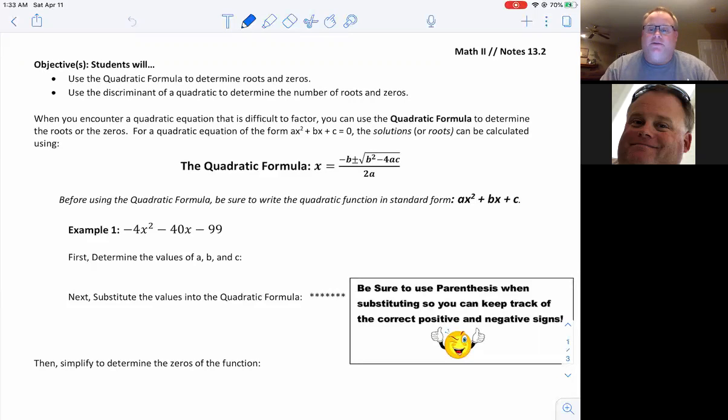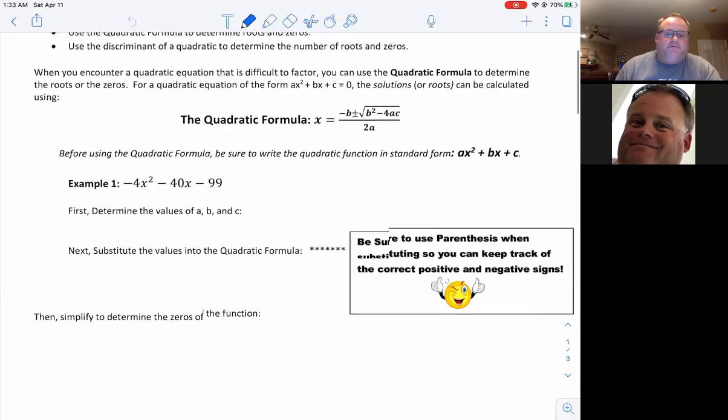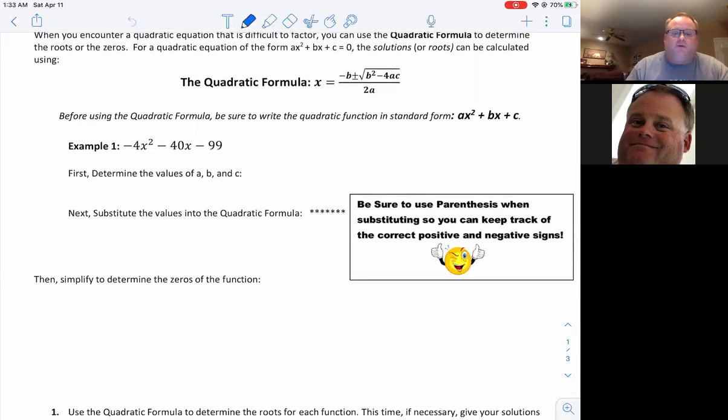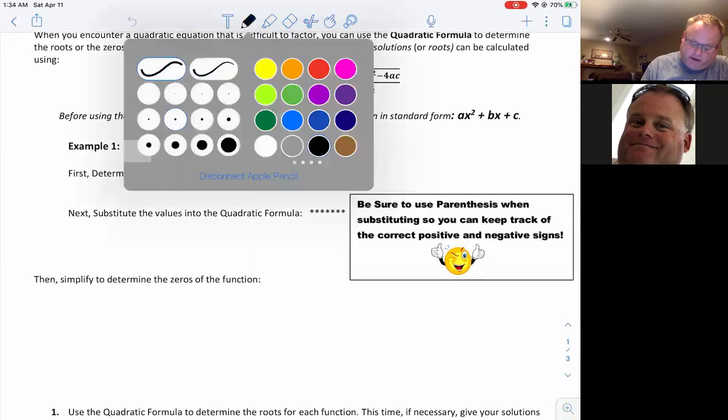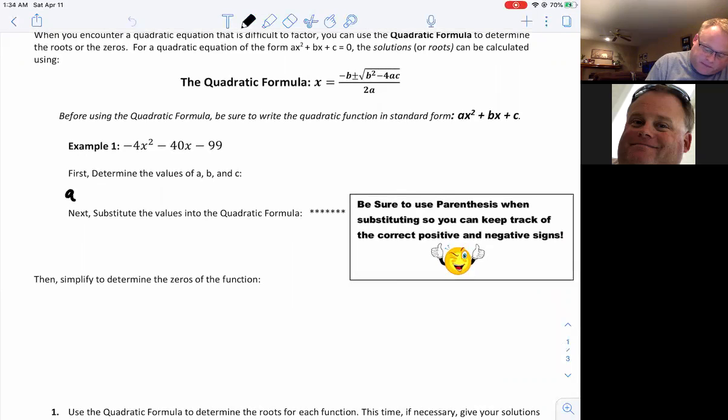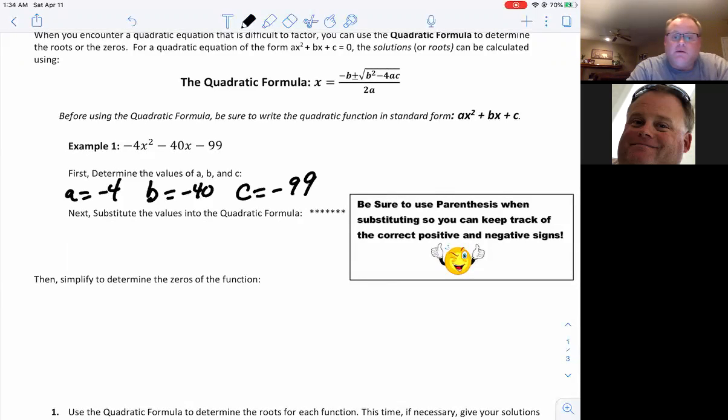So let's do it. Before using the quadratic formula, be sure to write the quadratic function in standard form, and that is ax squared plus bx plus c, the standard form of a quadratic trinomial. Example 1: negative 4x squared minus 40x minus 99. First determine the a, the b, and the c term. My a term is negative 4. My b term is negative 40. My c term is negative 99. Negative 4, negative 40, and negative 99.